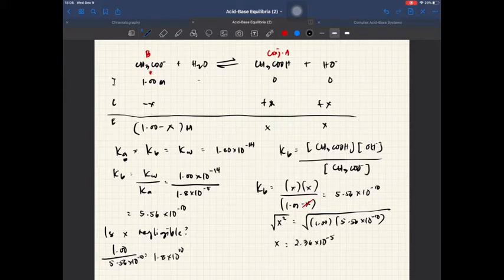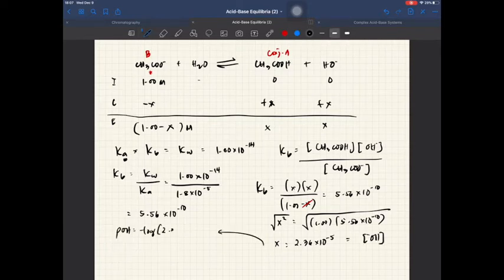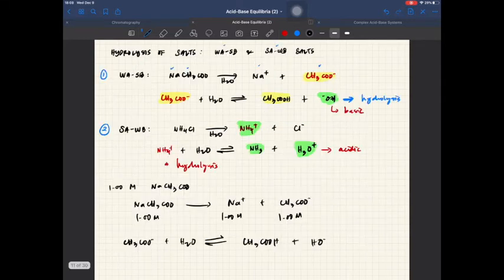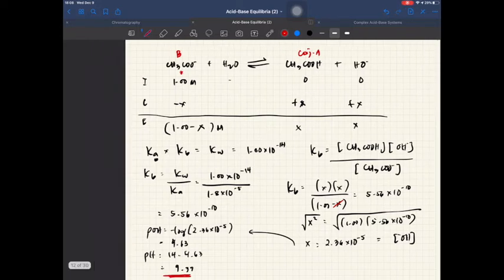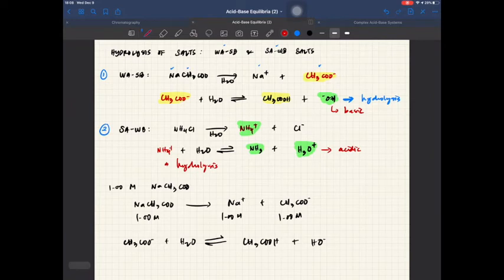Since x is equal to the hydroxide ion concentration, then we can get the pOH value. That is equal to negative log of 2.36 times 10 to the negative 5, which is 4.63. Therefore, the pH is equal to 14 minus 4.63, and that is 9.37. The pH of this hydrolytic salt is 9.37, and that is a basic solution. We can also do the same for the ammonium chloride salt, but I won't be showing that anymore.